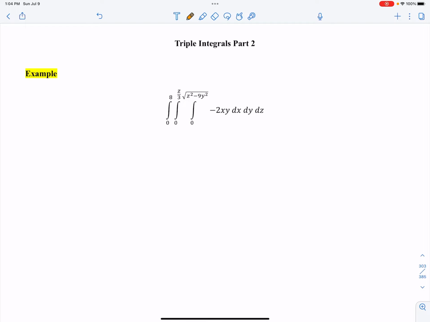In this video, we'll continue our discussion of triple integration by working another example. So this first one, if we look at our bounds, let's write them down. The outside bound is going to be z's, z equals 0 to z equals 8. We're just looking at what's the end, what do they match with? So those are my z's.